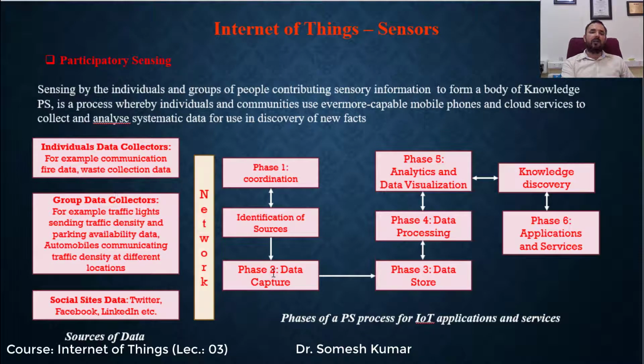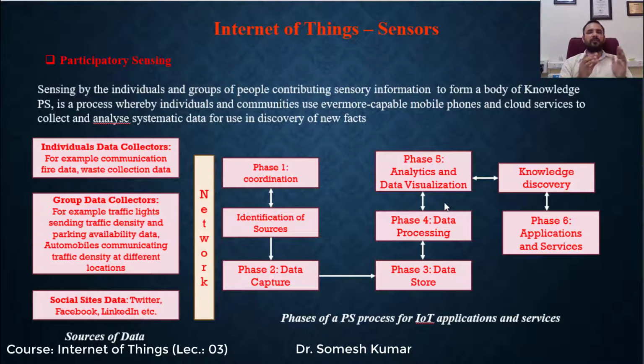Fine. Now in the next phase, the data is captured from these sources. Fine. In the third phase, this captured data is stored in a particular storage, whether it is the inbuilt storage or on the cloud. Fine. In phase 4, the processing of the data is done. Means the data is processed as per our requirement or as per the application. Fine. Whether the data is processed from analog to digital or some other processing may be done.